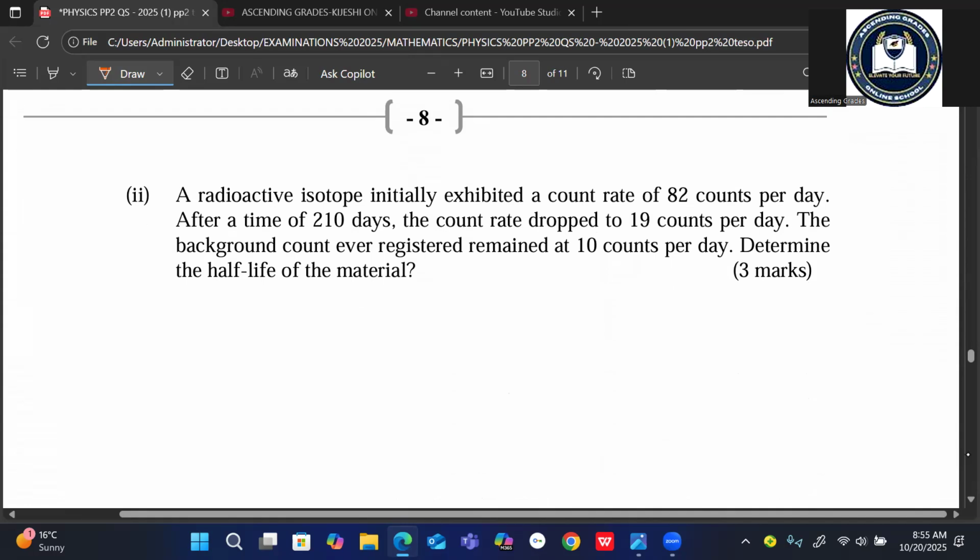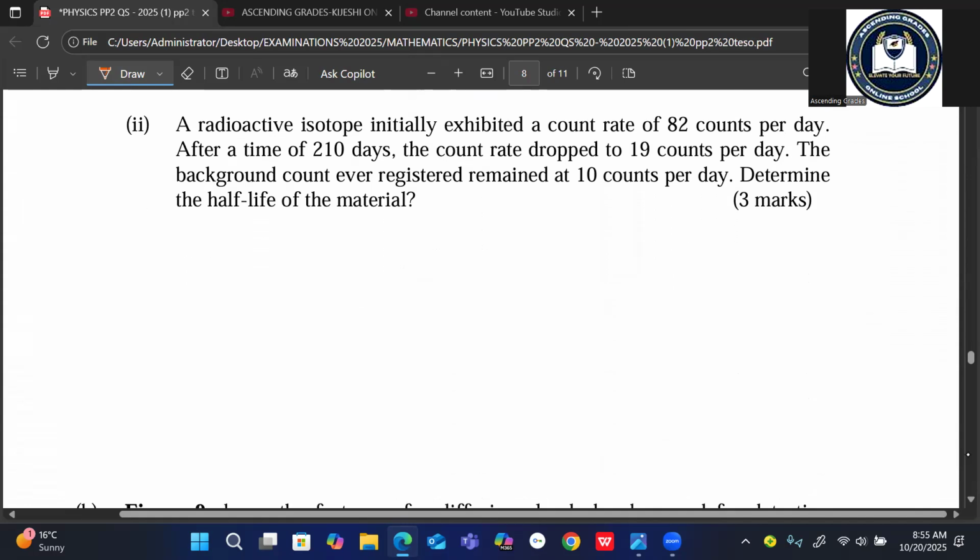A radioactive isotope initially exhibited a count rate of 82 counts per day. After a time of 210 days, the count rate dropped to 19 counts per day. The background count rate remained at 10 counts per day. Determine the half-life of the material.